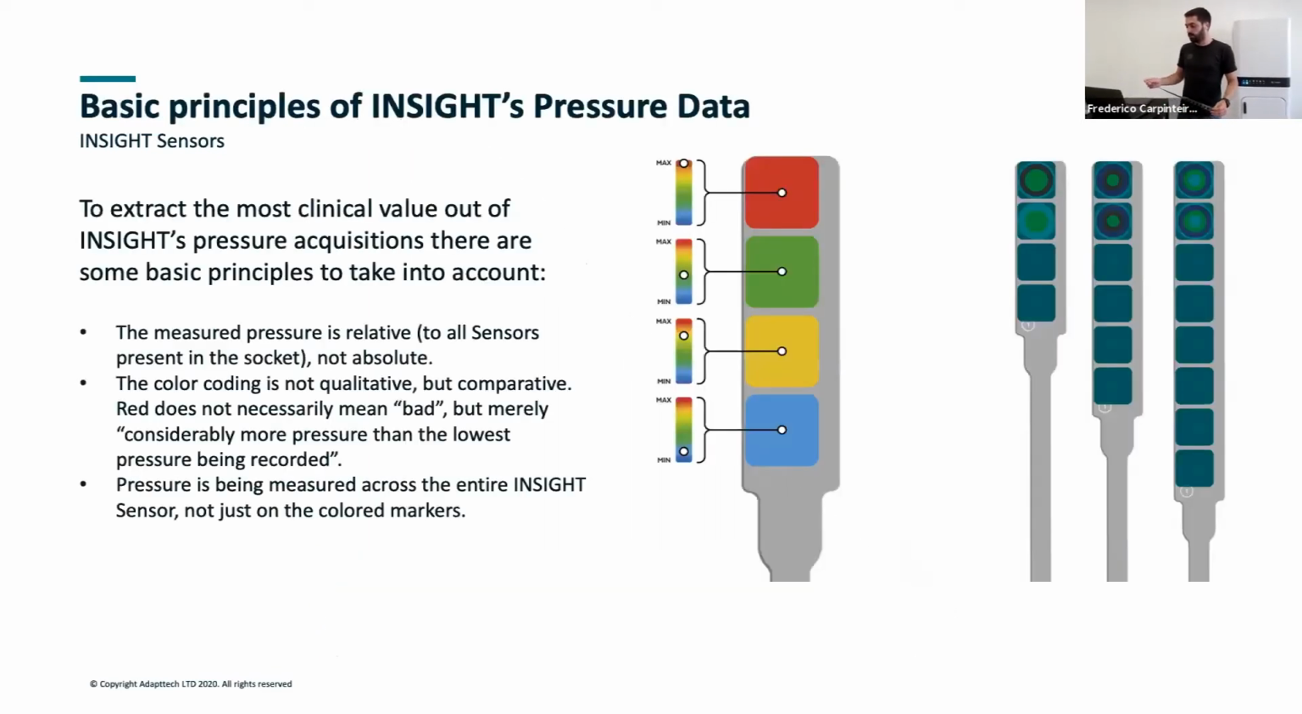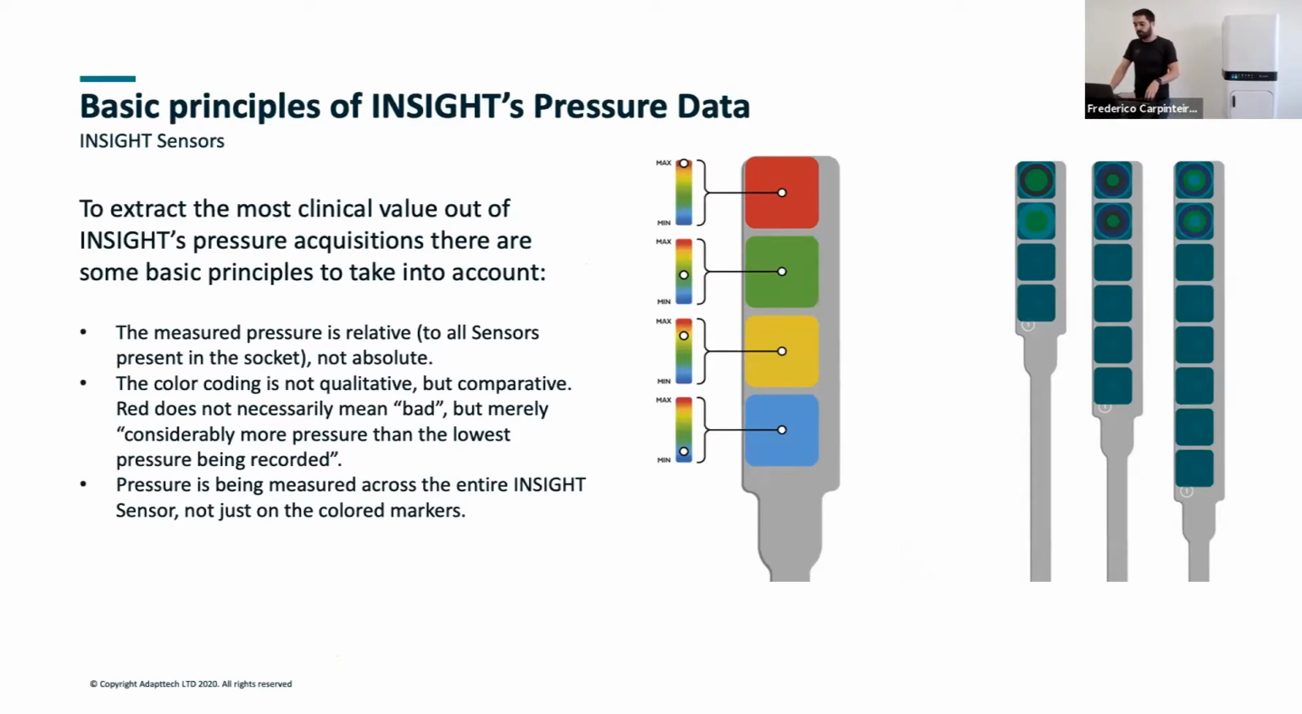So one very important thing about understanding how to use the sensors, and this is probably the part that takes a little bit more time for users to understand, is that we are not showing absolute pressure information. The pressure is not only being measured on the markers, it's being measured throughout the entire strip where you have cells of sensors.